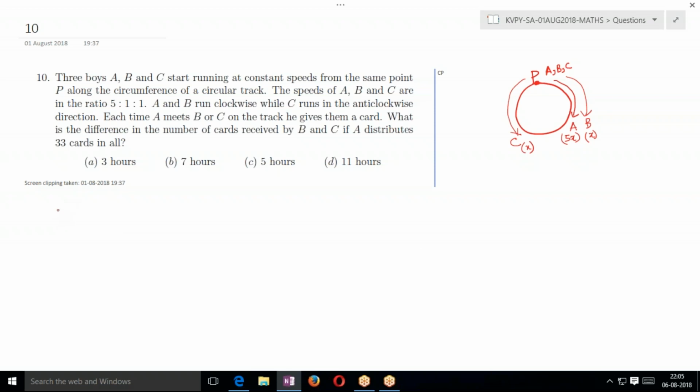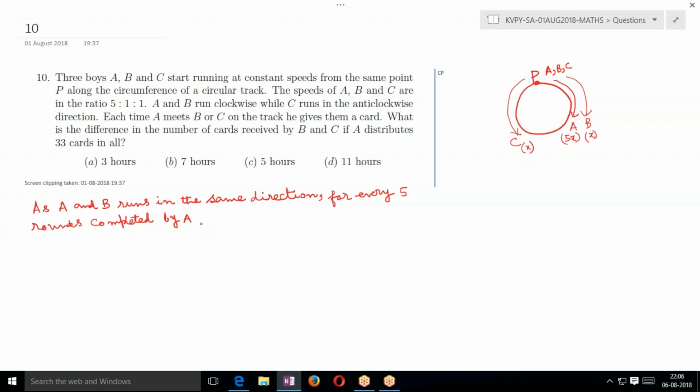So if I write here, as A and B run in the same direction, for every 5 rounds completed by A, he will meet B 4 times.